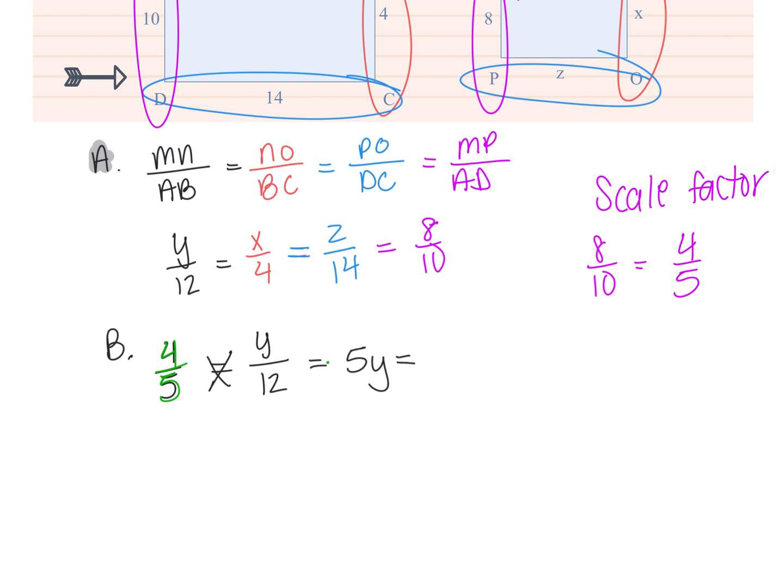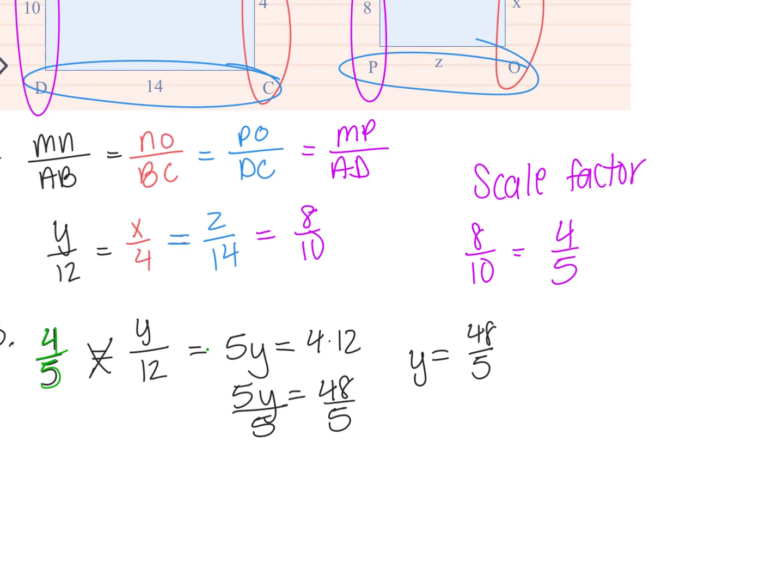5y equals 4 times 12. 5y is going to equal 48. Divide both sides by 5. Y is 48 over 5. I'm going to change it to a mixed number. You could change it to a mixed number or a decimal. So I have 9 and 3/5, which is the same thing as 9.6 units.